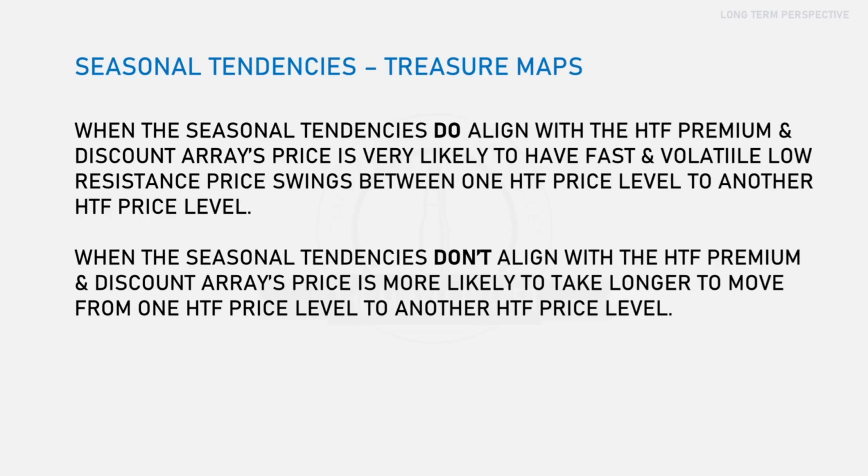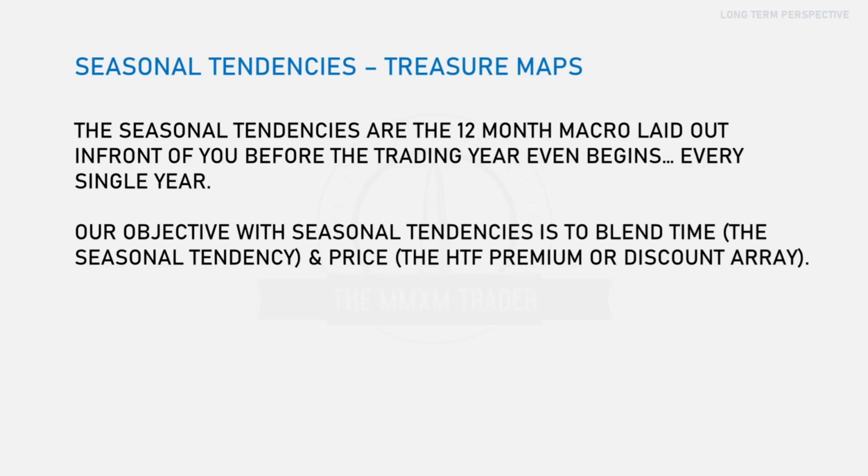When the seasonal tendency doesn't align with the higher time frame premium and discount arrays, price is more likely to take longer to move from one higher time frame price level to another. The seasonal tendencies are the 12-month macro laid out in front of you, and we'll show you a chart later of how that looks before the trading year even begins, every single year. So we have those median lines, the 15-year and 30-year lines, showing what the seasonal might be doing. Our objective with seasonal tendencies is to blend time, the seasonal tendency, and price together, the higher time frame premium or discount arrays. So price meets time and time meets price.